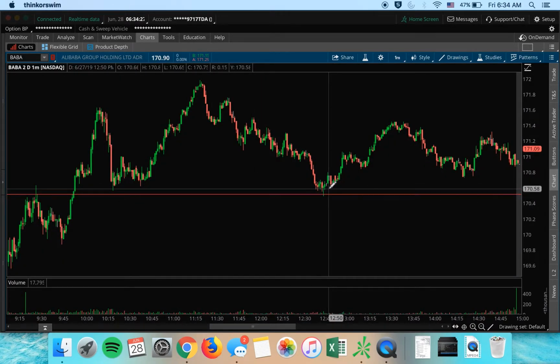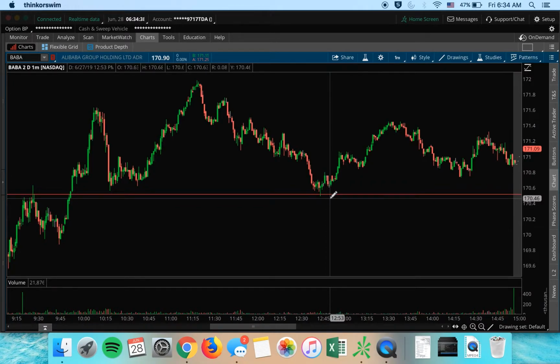So you enter, let's say, at 170.60, and you don't want to get out until it breaks this support level. That's how you manage risk, guys. That's the name of the game, is managing risk when you are a trader. If you can learn the rules of managing risk, you will be successful in this game.